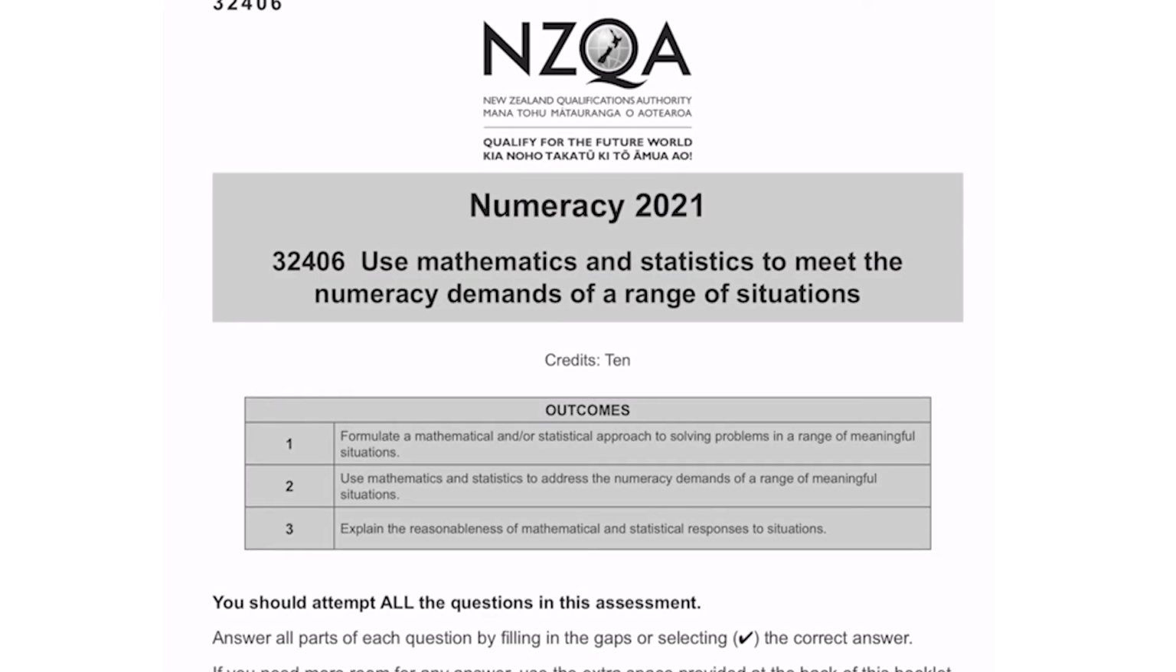In this video we're going to go through the new numeracy standard, that 10 credit paper US32406, where we're going to use mathematics and statistics to essentially look at and solve numeracy problems.